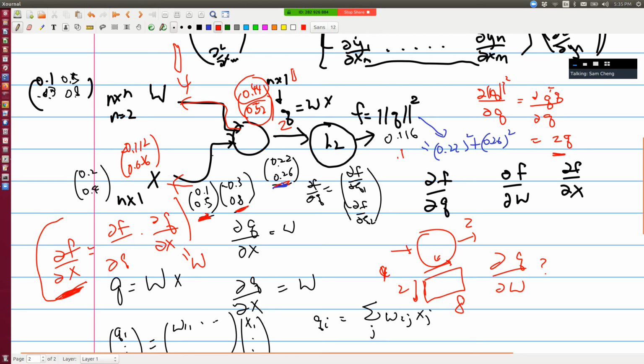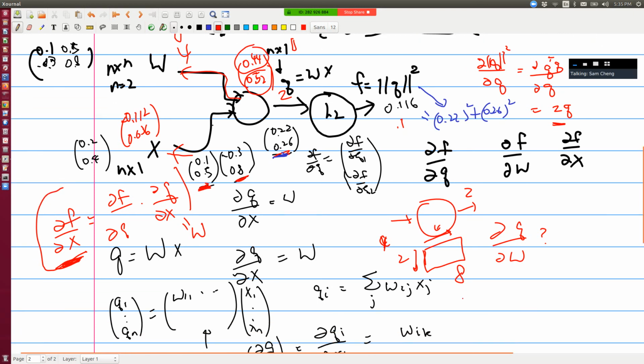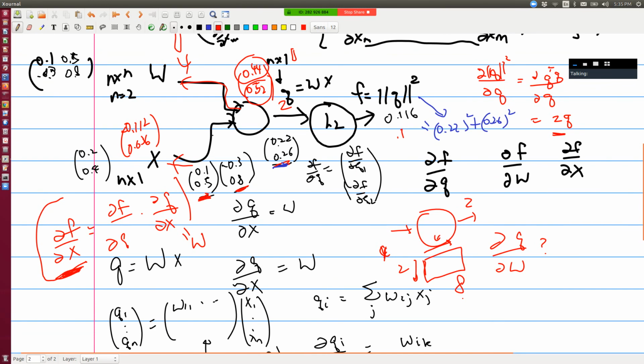If you just treat them as variables, everything here you should treat as a variable. I'm just getting confused. What's the question again? You're asking how many elements are in the partial Q, partial W here? That's essentially the Jacobian, right?